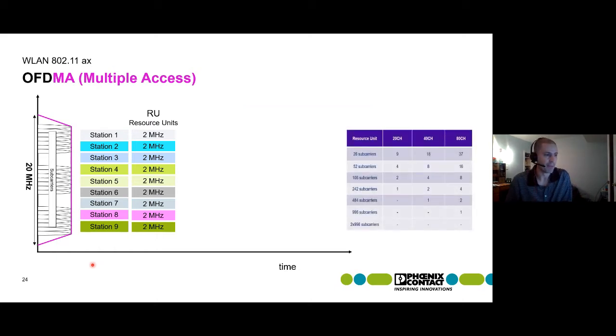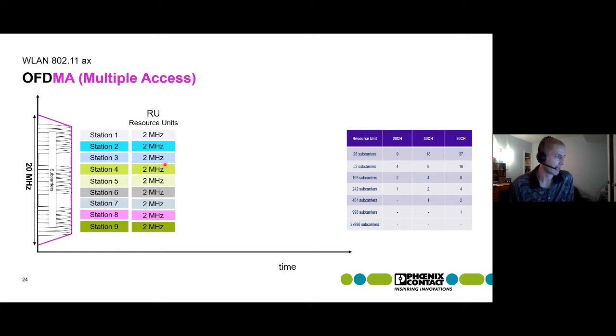And depending on how big your channel is, you have multiple numbers of resource units. Most common in industrial applications is this 20 megahertz channel. So that's a standard channel 1, channel 2, channel 3 on 2.4. They're all 20 megahertz wide. Channel 36, channel 40, channel 44, they're all 20 megahertz wide. So if you're using a 20 megahertz wide channel, you could have 9 devices talking on one access point simultaneously.